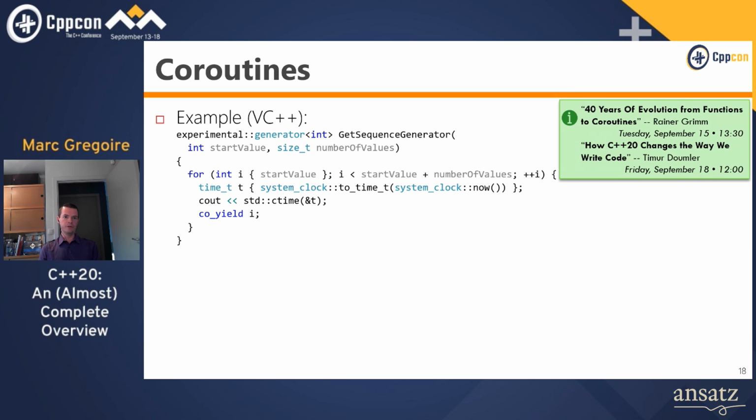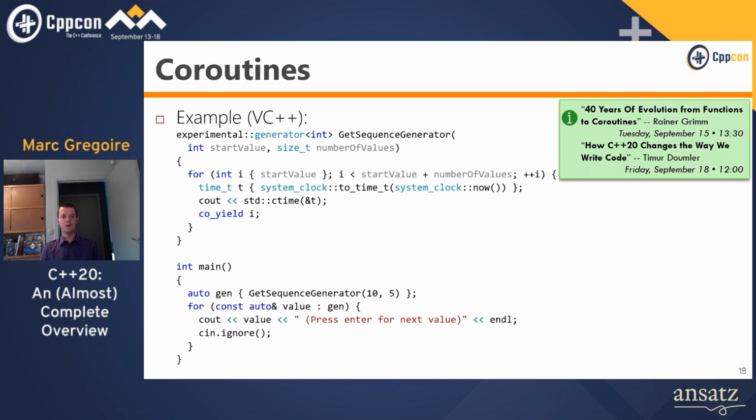So here we have a simple coroutine, and it just contains a for loop that starts at a given starting value and iterates a number of times. On each iteration, it gets the system time, outputs the system time to the standard output, and then finally, it yields the current iteration value. In main, we just call our coroutine, which returns the generator, and then main iterates over the values produced by the generator. And on each iteration, it outputs the value given by the generator and then waits for the user to press enter.